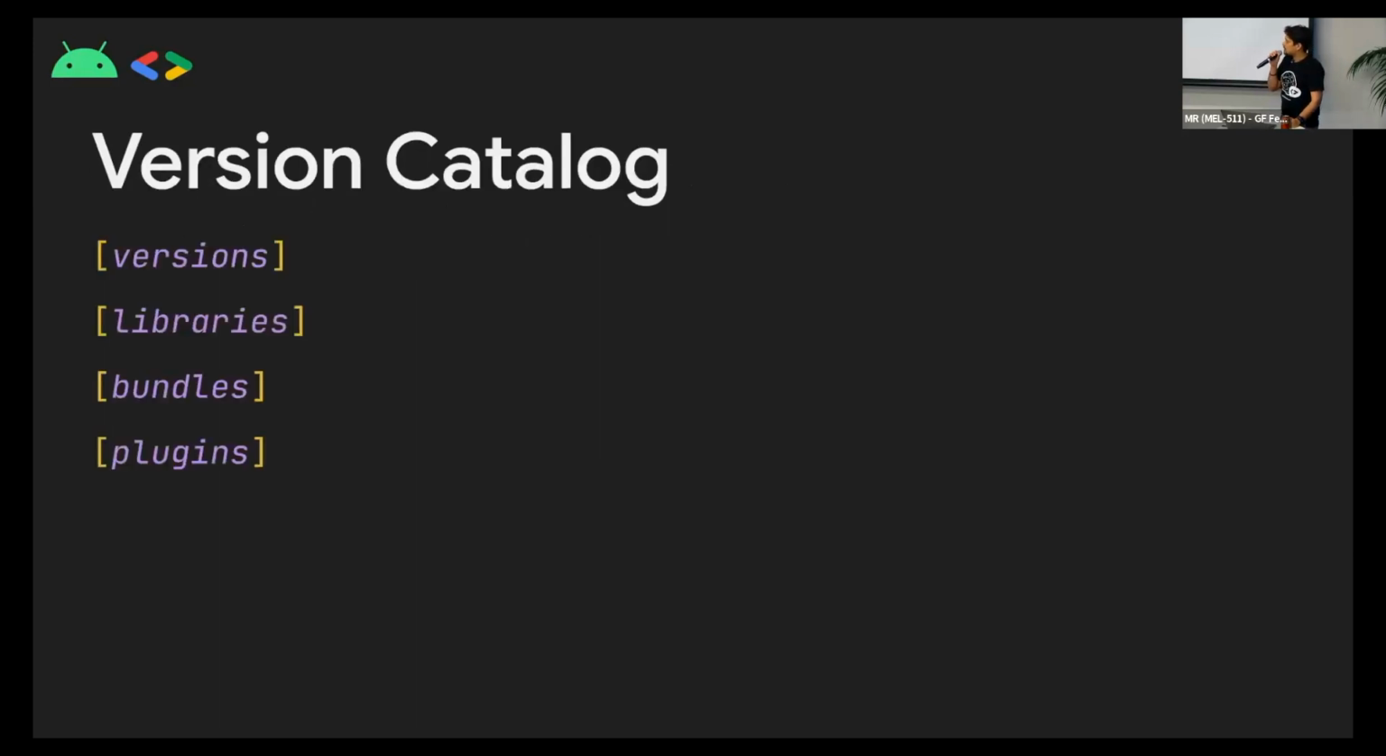A standard version catalog has 4 sections: versions, libraries, bundles, and plugins. For the sake of the example in the slides, I'm only going to use versions and libraries. But when I come to the demo, I can show you all 4 of them.